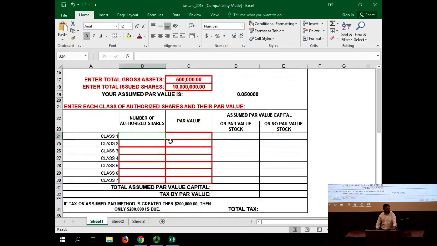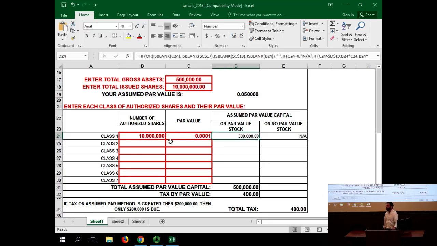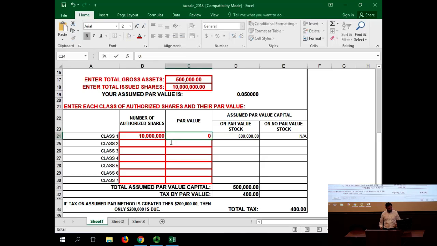All right, so now we have this assumed par value method, and so we can have our 10,000 or 10 million shares. This is where we want to set our par value as low as possible. As I mentioned, we can play with that par value. We want to set it as low as possible, but no matter how low we make that par value, we're not going to go under $400 for our tax.